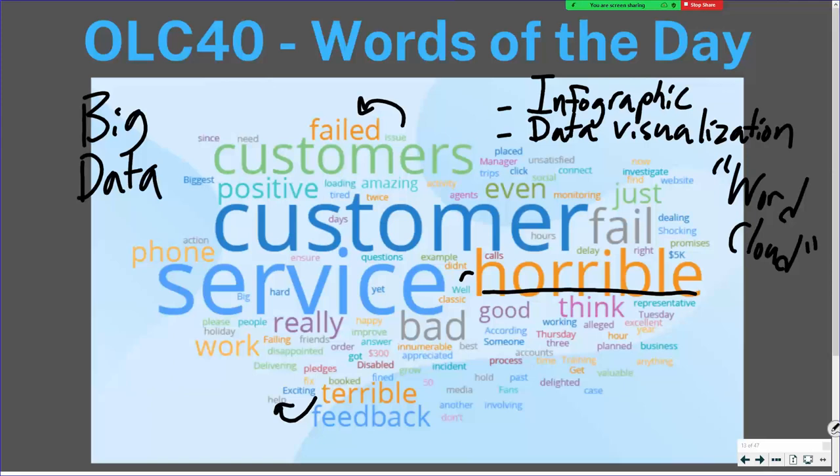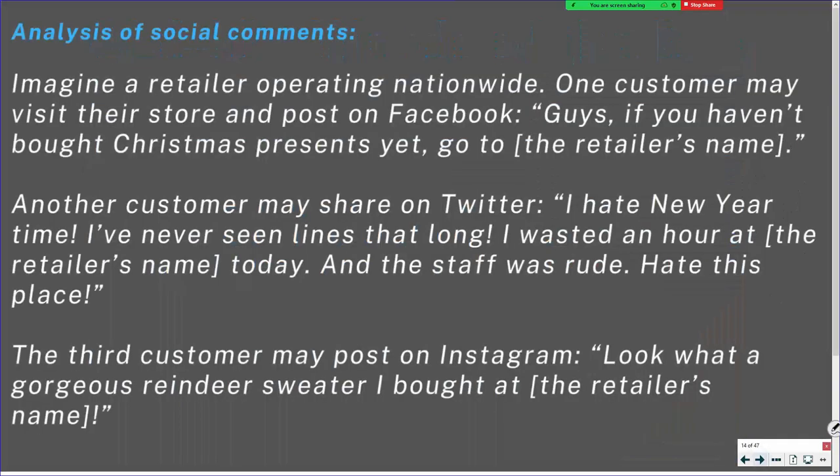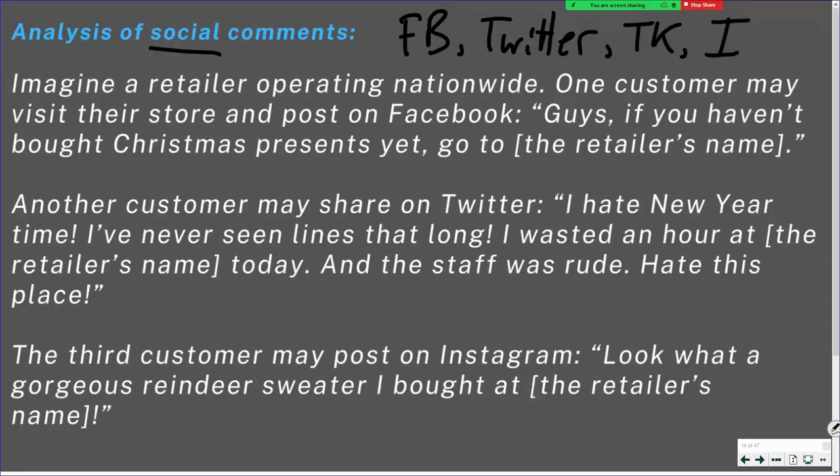So we know that customer service was used a lot. Horrible was used a lot. Customers failed was used a lot. But we need some context. We need to explain this. So what this is, it's from a website, and they're talking about a retailer, so someone who is selling stuff online. And this is the comment they get. This is their social comment. So these are the comments they're getting on Facebook and Twitter and maybe even TikTok and Instagram. So the big data is everything that people are saying about the company.